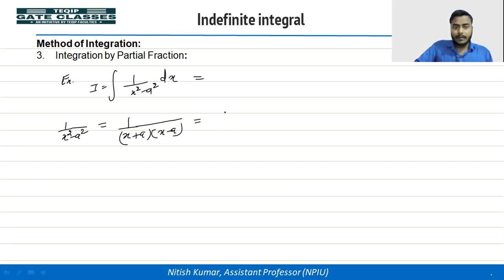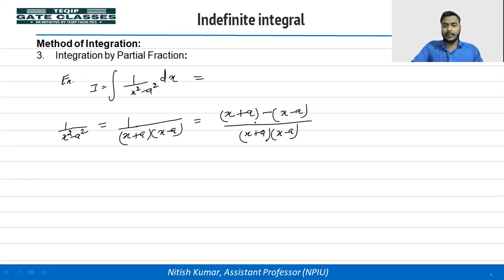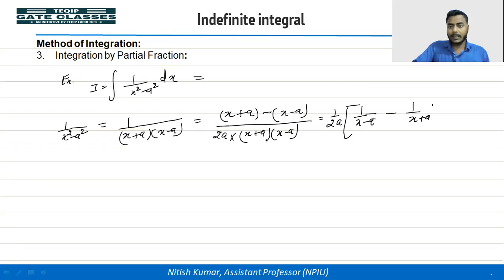Also we can write x plus a minus x minus a, but in the numerator we are getting 2a, so we have to divide by 2a. So we can divide x plus a minus x minus a in the numerator by x plus a into x minus a. Taking 1 by 2a common, we get 1 divided by x minus a minus 1 divided by x plus a.